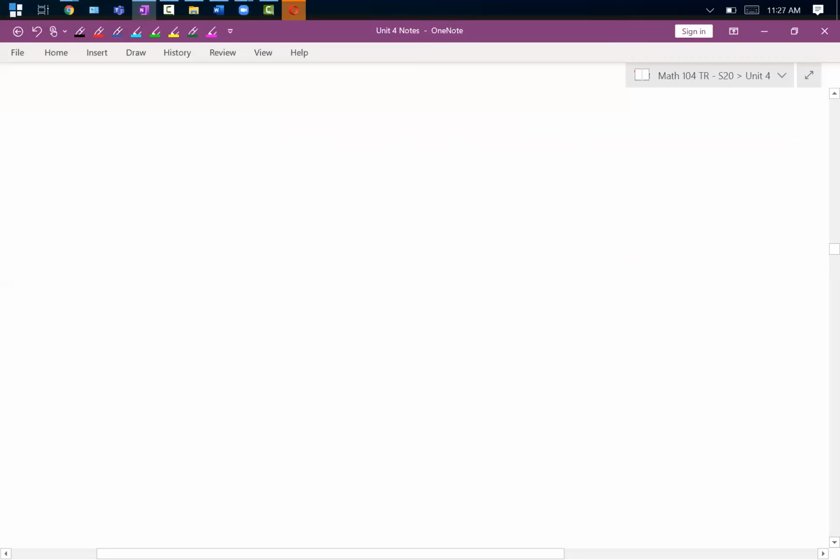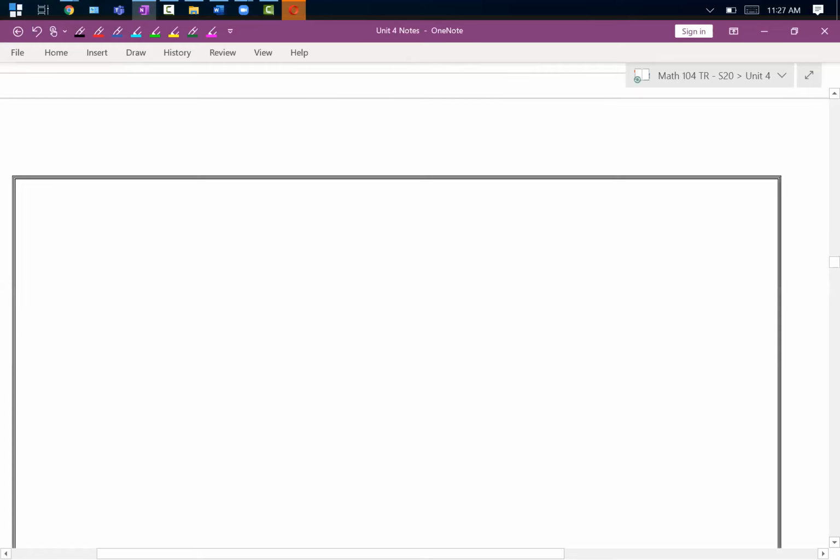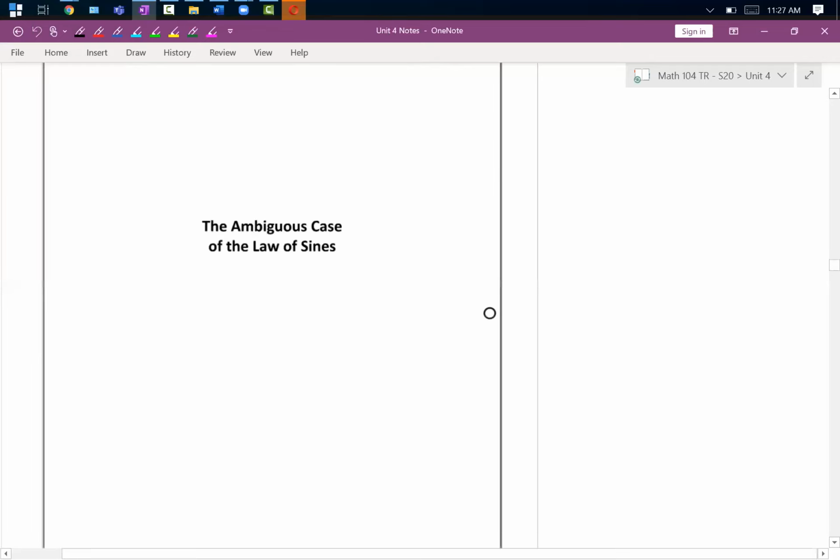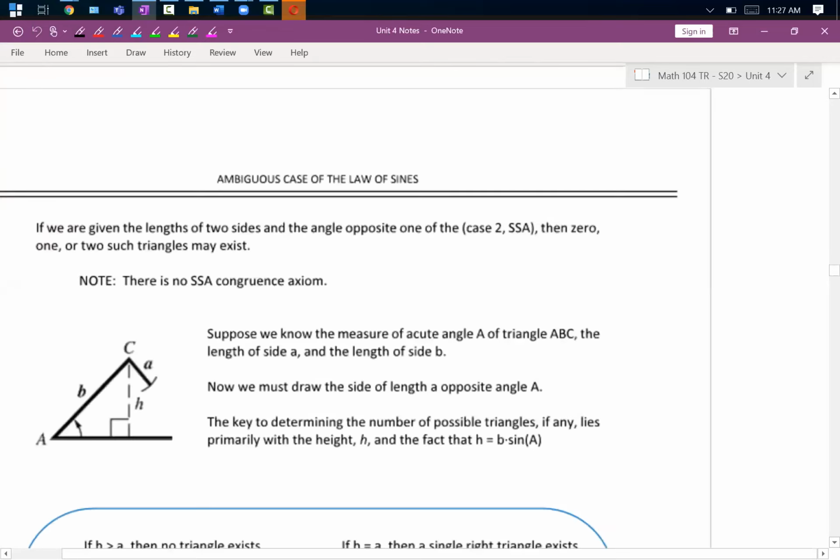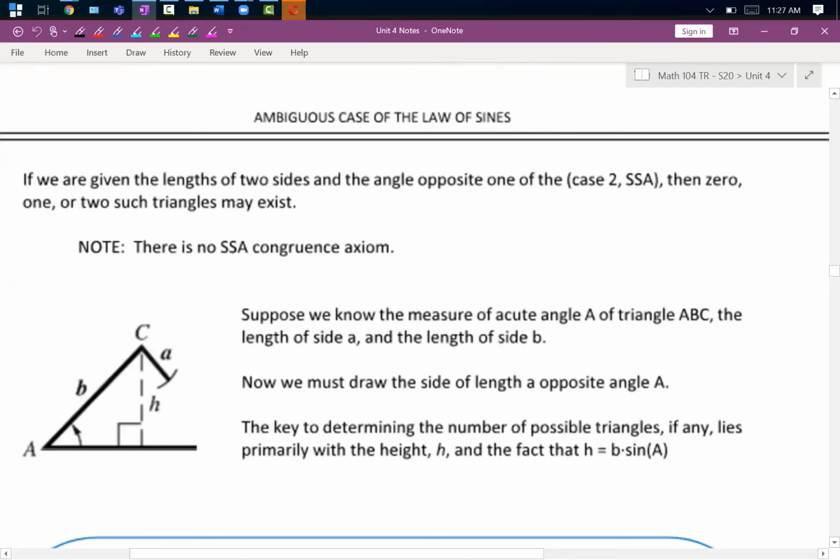All right, so on to the ambiguous case of law of sines. The ambiguous case of law of sines comes up if we're given the lengths of two sides and the angle opposite one of the sides. So this is our side-side-angle that there's no congruence axiom for. When this happens, it's possible that 0, 1, or 2 triangles can exist.